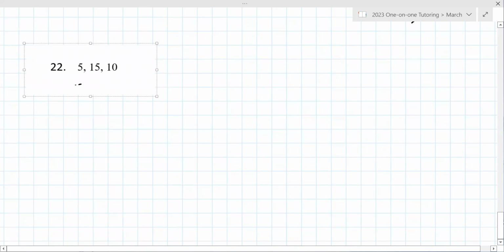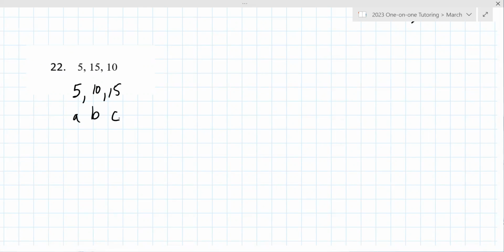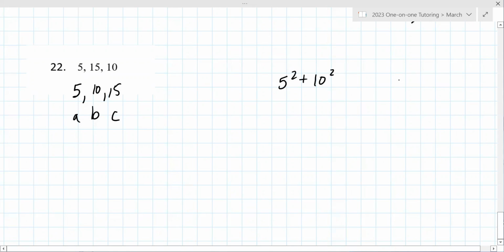So this one is also out of order, like some of the others: 5, 10, and 15. That's A, B, and C. Go ahead and see what you come up with for this one. It's greater than. Okay. How do you know? Because 15 squared is 225. Okay. And then plus 25. I should have asked it differently. Which of these three symbols are you saying? Oh. A, B, or C? It's C.